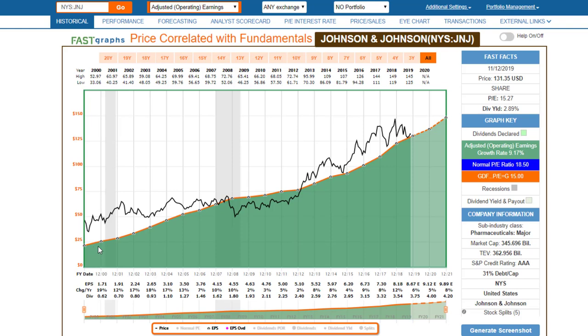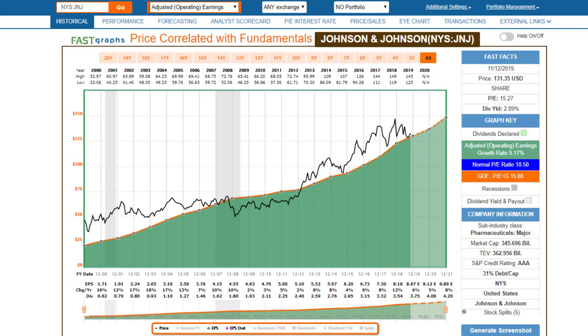So the point is, this has the same 15 PE, or 15 present value, intrinsic value, if you will, as we saw with General Dynamics. And so valuation had a significant impact on the rate of return you earned. So that's why it's so important to get valuation in alignment.